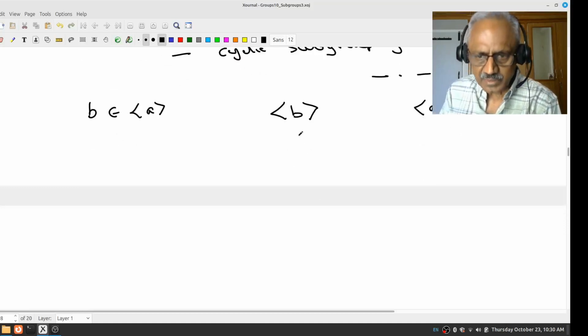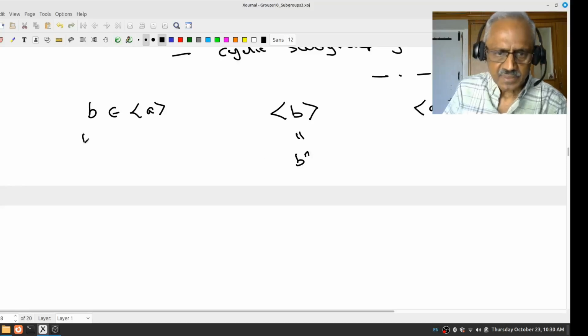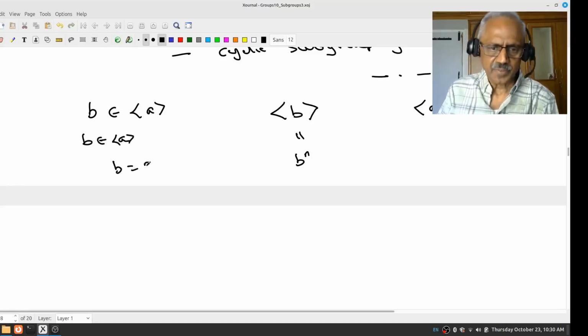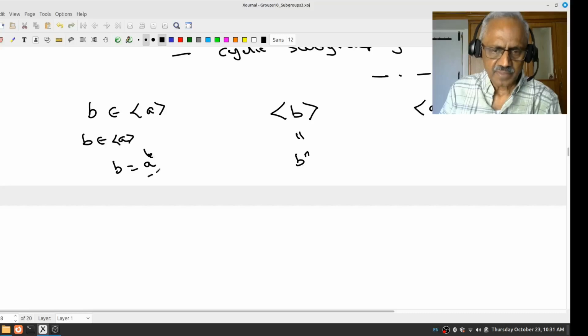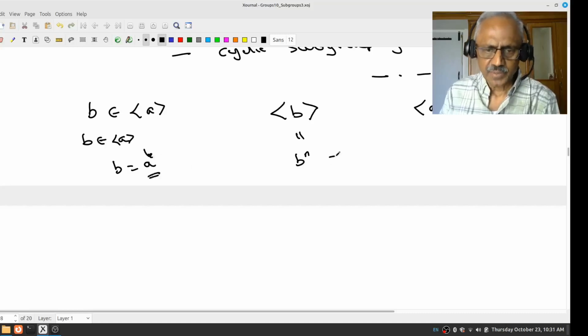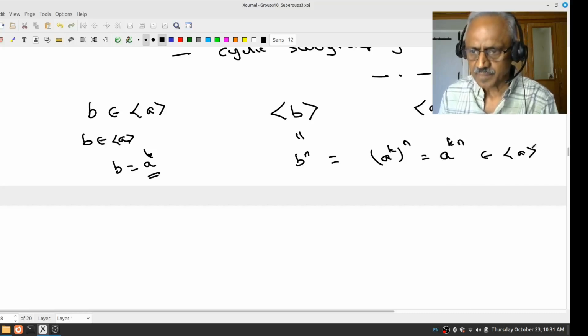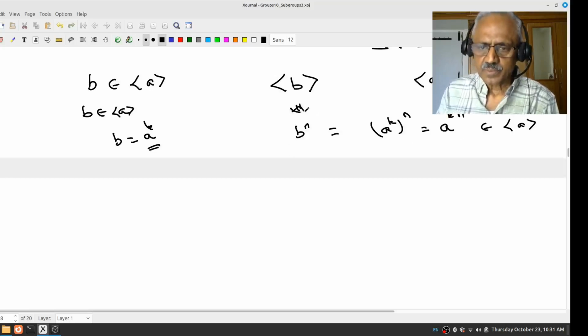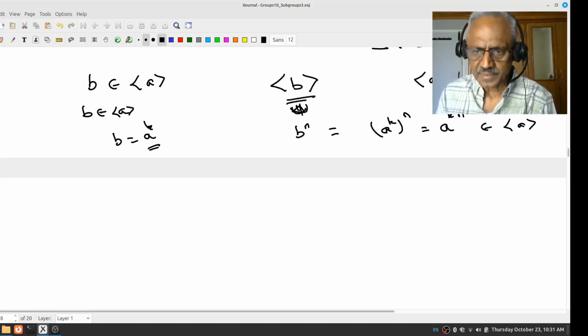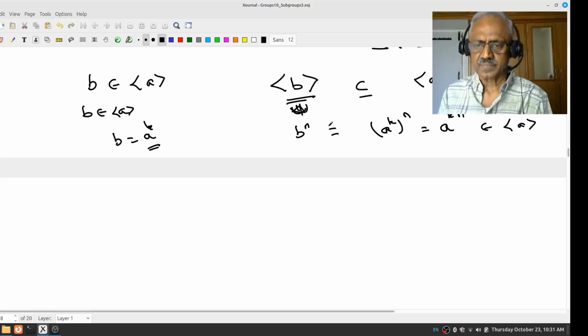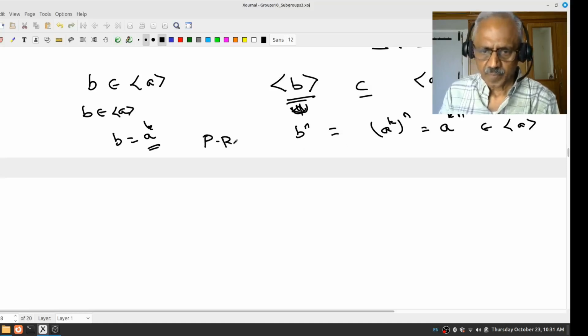Yes, because this object is b^n. Since b belongs to the cyclic subgroup generated by a, b is of the form a^k for some integer k. Therefore, b^n is (a^k)^n. By the law of indices, it is a^(kn), therefore it belongs to <a>. Therefore, any element of the cyclic subgroup of b is an element of the cyclic subgroup of a. That means <b> is contained in <a>. Is this clear?